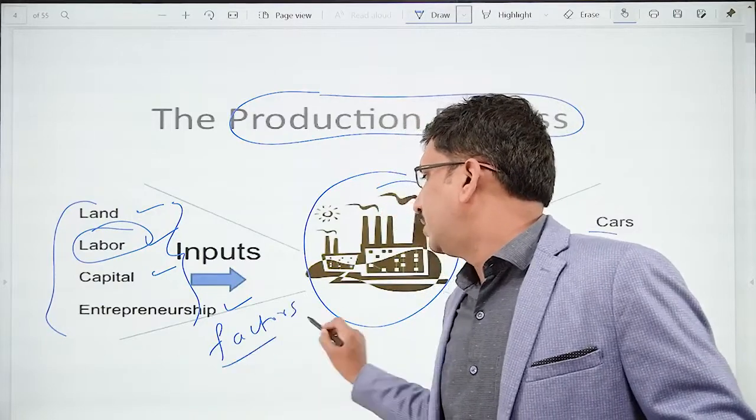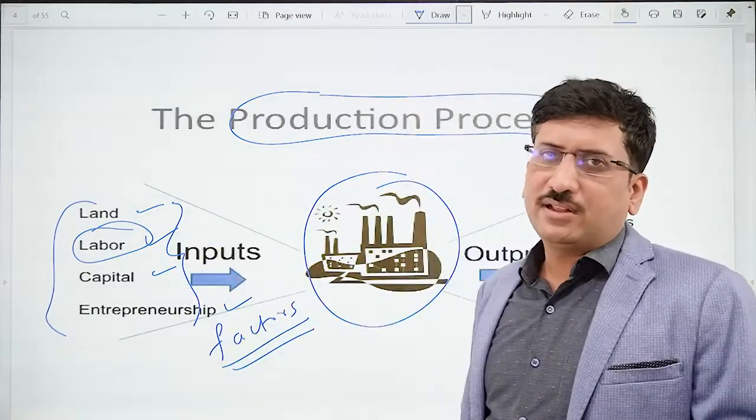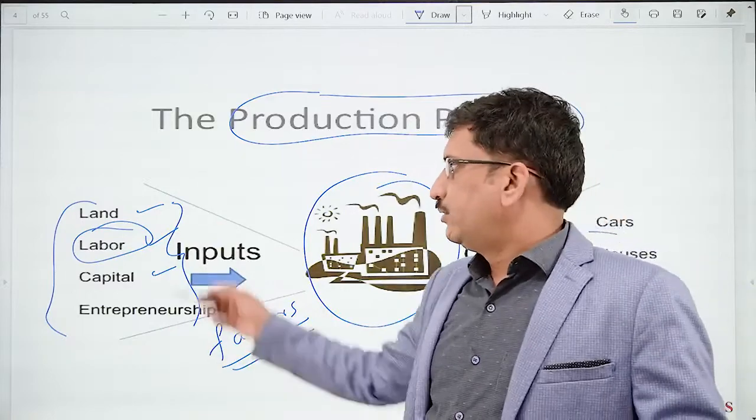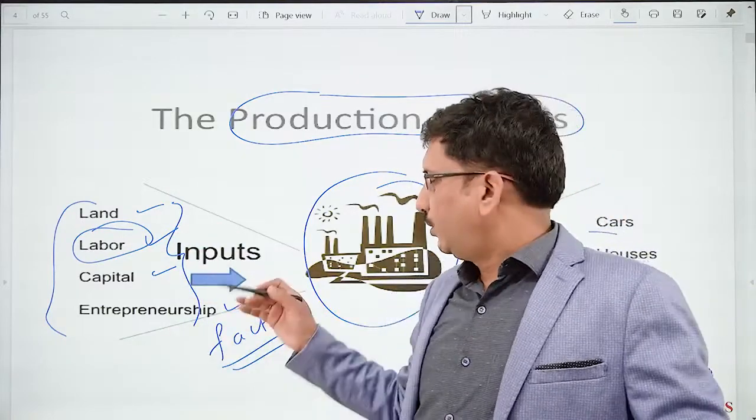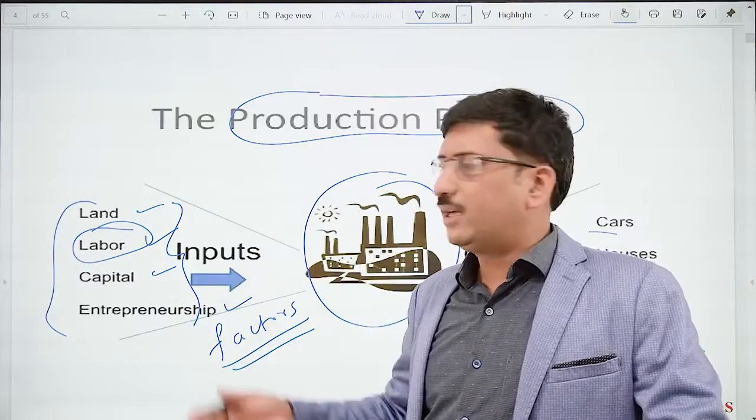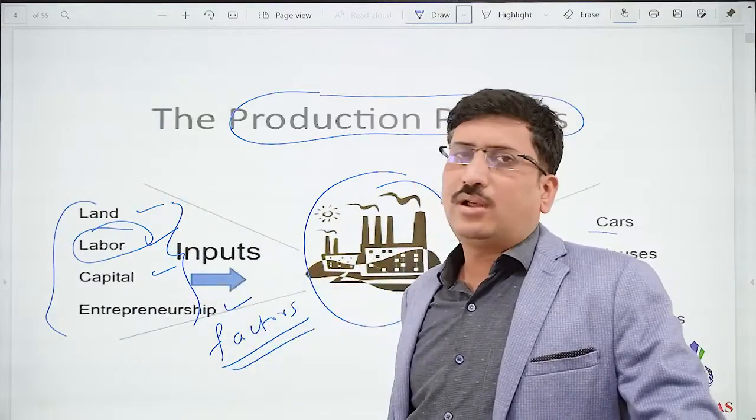In order to produce something, these factors are very, very essential. Others are there, but without this, it is impossible to generate anything. Even it may be a service also. So these four are very, very important.